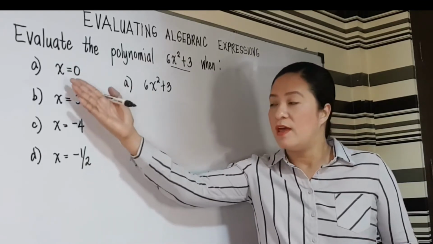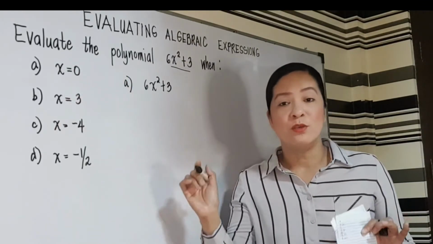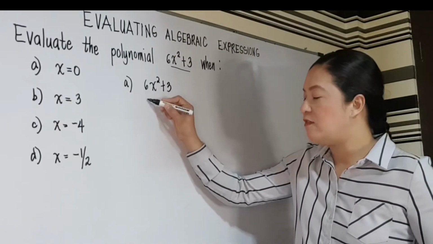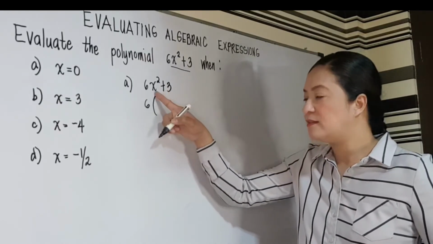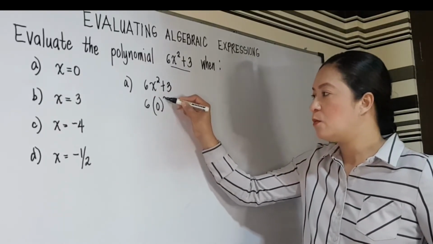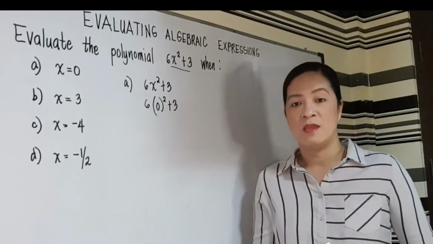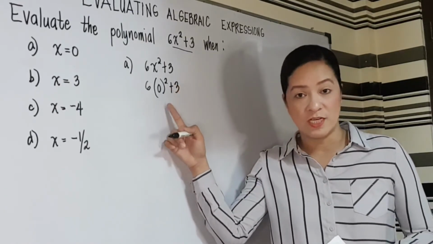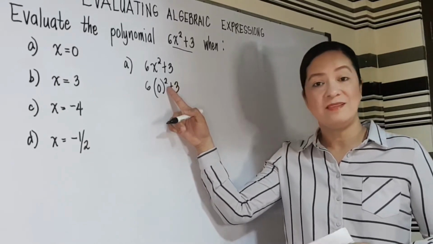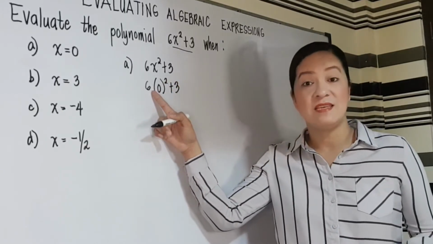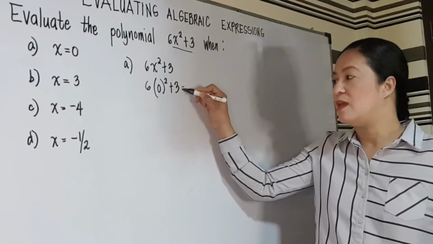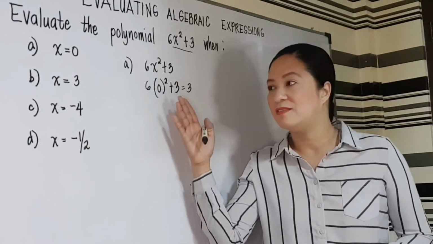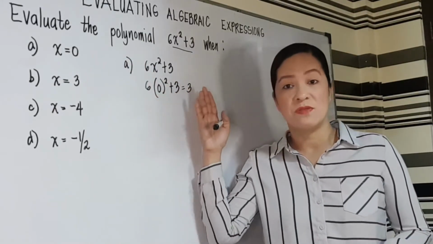And then, with letter A, x is equal to 0, you are going to replace the variable x by 0. So we have here 6, then x is replaced by 0, squared plus 3. Now, following the order of operations, you are going to raise the power first. So 0 squared is 0 times 6 is 0 plus 3 is equal to 3. So the value of the polynomial 6x squared plus 3 when x is equal to 0 is 3.